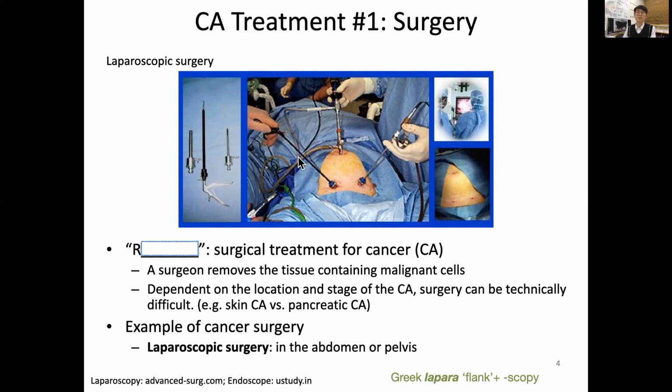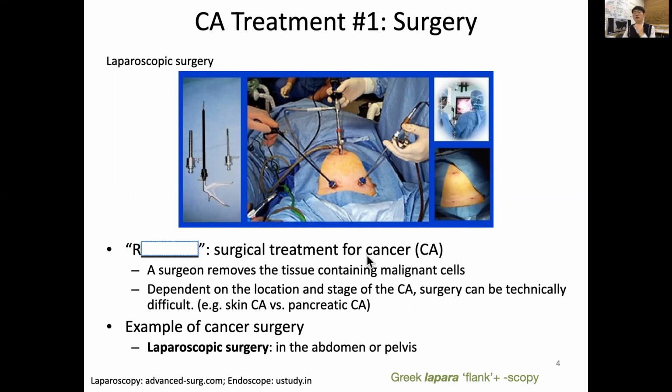Here's an example. I put it as a laparoscopic surgery. Inside the abdomen, there's a lesion of cancer. We need surgery. One way is open abdominal surgery, which involves a lot more side effects. So nowadays, with technology, we use endoscopy with tools so that we can have a less or minimally invasive surgery.